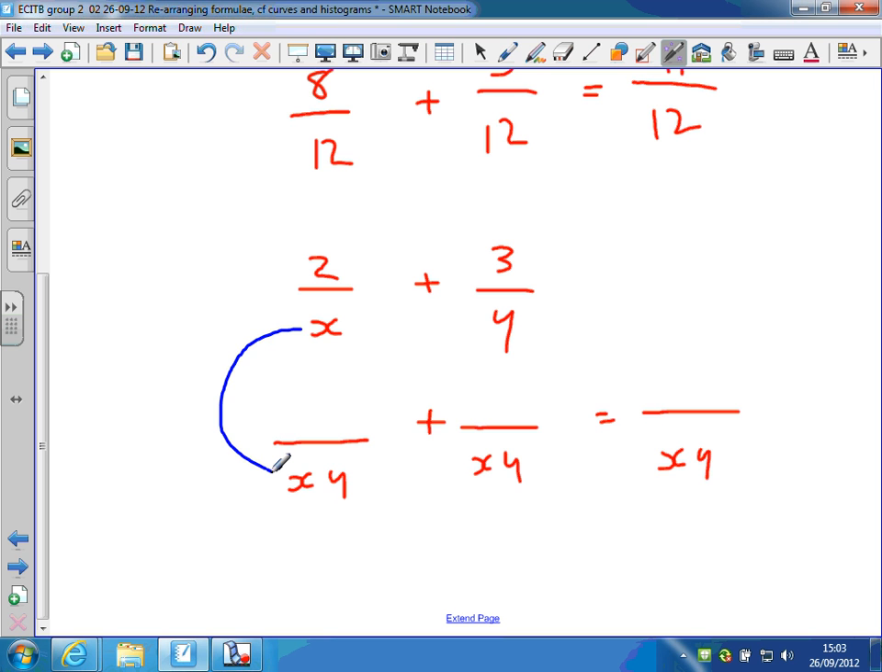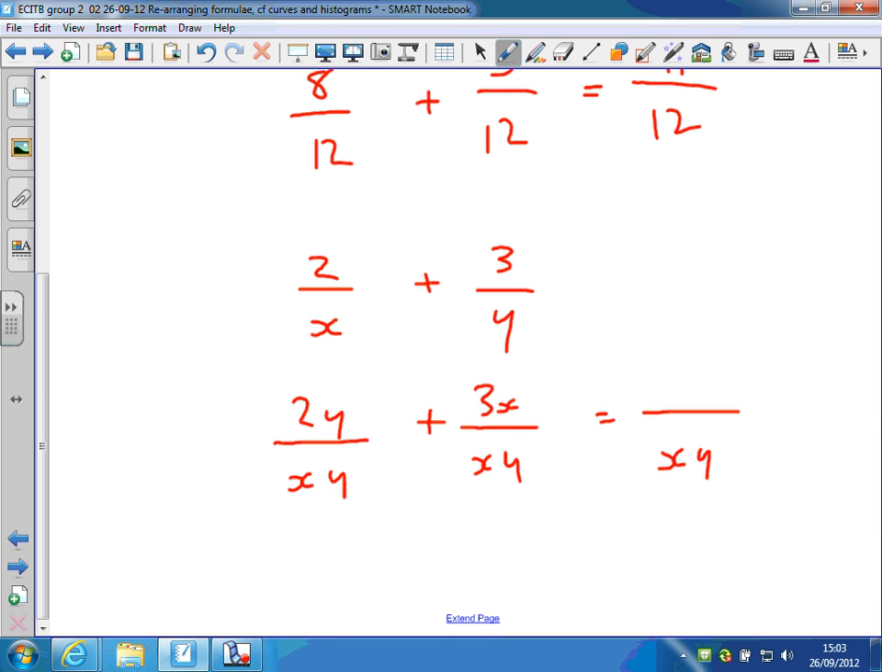What have I got to times x by to get x times y? Y. If I times the bottom by y, what have I got to do to the top? Times by y. So I'll end up with 2y. What have I got to times the 3 by? X. Good.